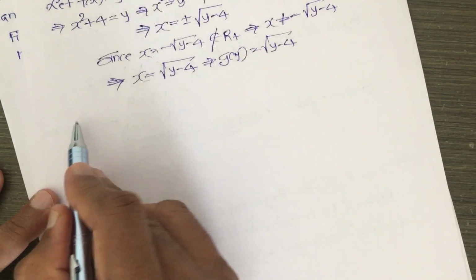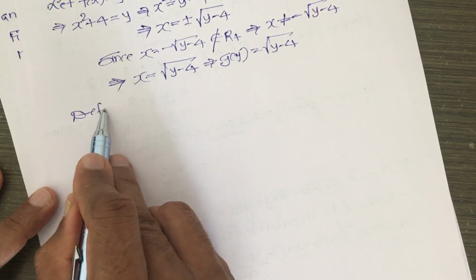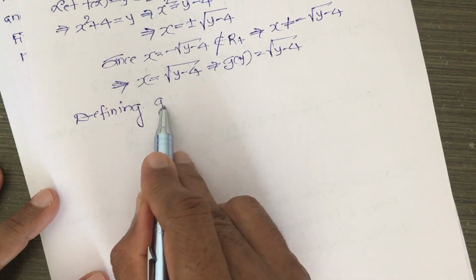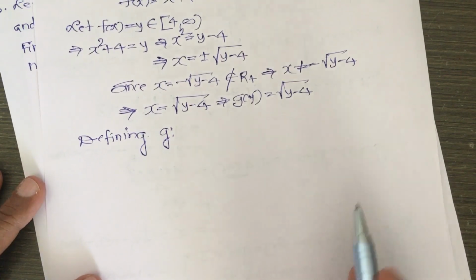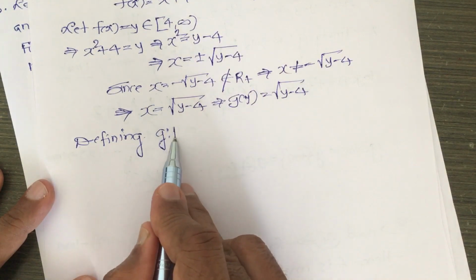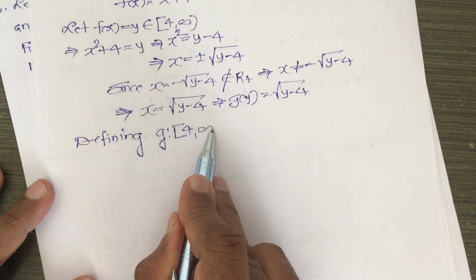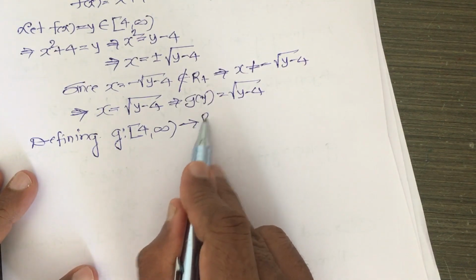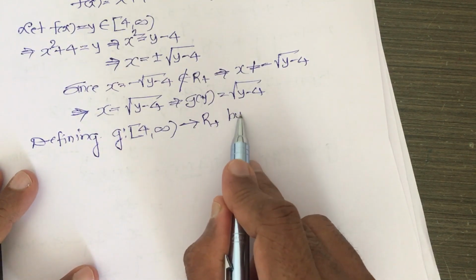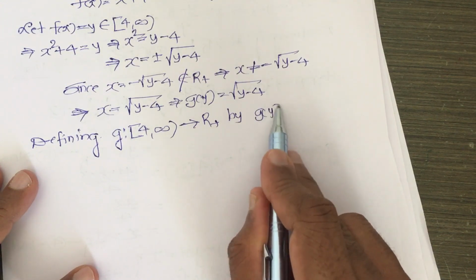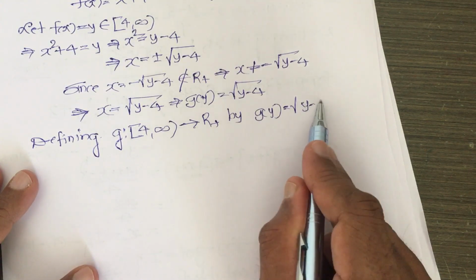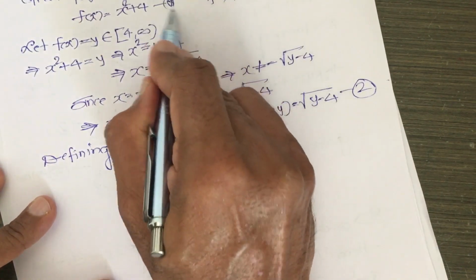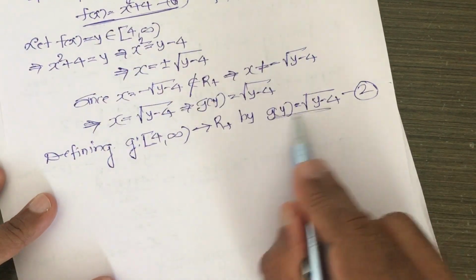So, defining g from B to A, meaning [4, infinity) semi-open interval to R plus, by g of y is equal to root of y minus 4, and this is your equation 2. This is your equation 1. See here, 1, and this is 2.